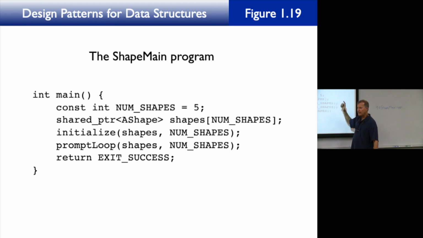It's an array of shapes, right? And then initialize takes this shapes that was allocated here, and it calls the initialize method, which we saw the precondition and postcondition for. And remember we said that the actual parameter is going to be 5. That's because it's numShapes, right? And then after we initialize, we call the prompt loop, which does all the prompting. And then after the user presses Q, which was the postcondition for prompt loop, we return exit success.